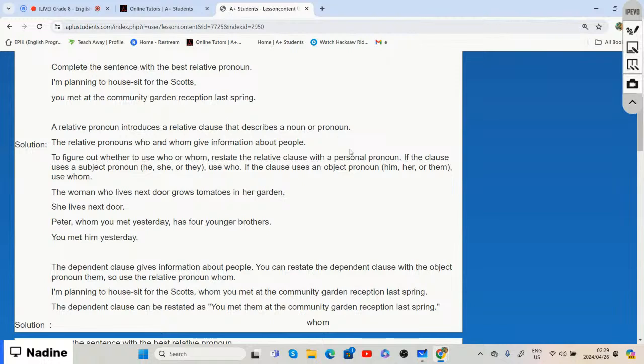Peter, which is he, or Peter, whom you met yesterday, has four younger brothers. Oh, it says Peter, whom you met yesterday. So I'm referring to him, right? So Peter, whom I met yesterday, has four younger brothers. So we can say that it is him. You met him yesterday.